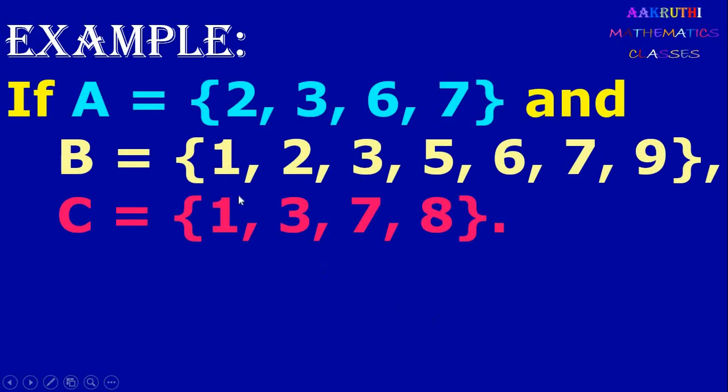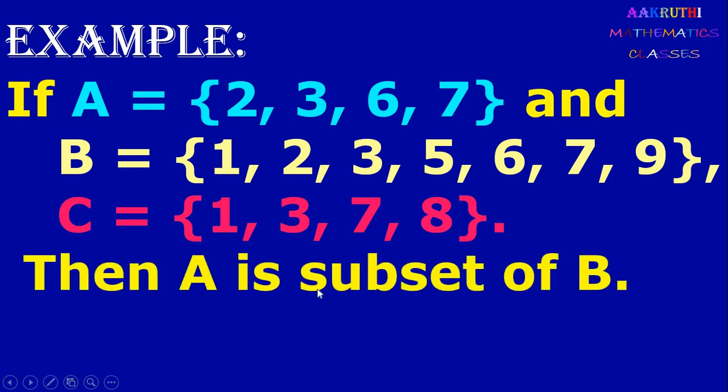So we take one example. We consider A equal to {2, 3, 6, 7} and B equal to {1, 2, 3, 5, 6, 7, 9} and C equal to {1, 3, 7, 8}. Then A is subset of B. See, all the elements of A are also present in B. Now here we have 2, 3, 6, 7. Here A is smaller set, B is bigger set and all the elements of A are also present in B. So therefore A is subset of B.